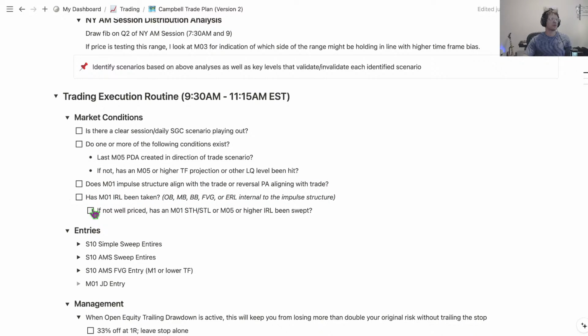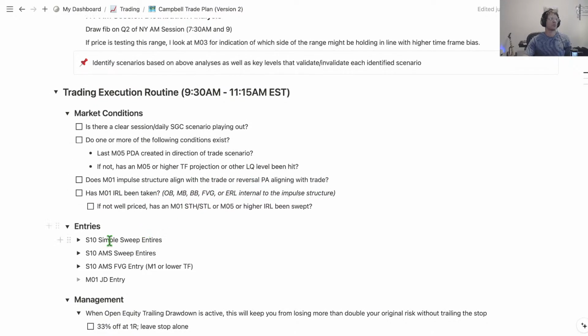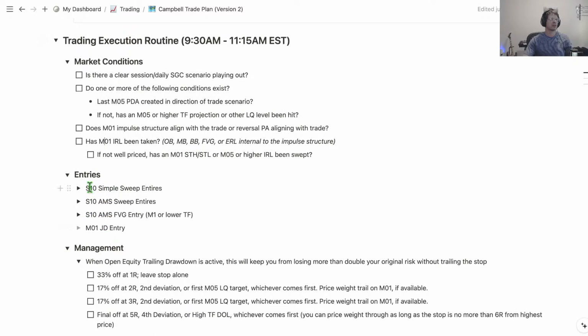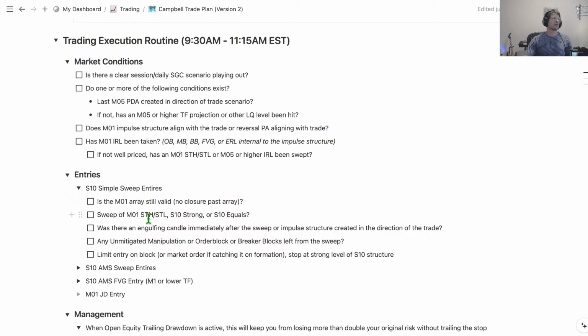All right, so then once we have that either impulse or reversal PA, we're going to look for M1 IRL to be taken within there, and then we'll drop to the S10 and look for an entry. So on the S10, you have simple sweep entries, which means effectively that you come in and you sweep this into this IRL, or you sweep a S10 short-term high or low, and then get an immediate reversal, which has engulfing candles, and then you can take the trade off of the unmitigated order block or manipulation block.